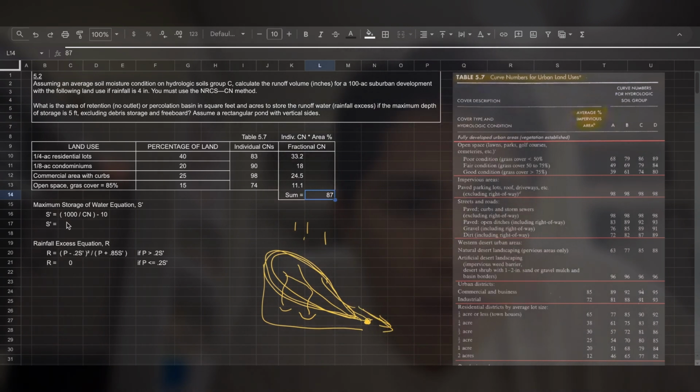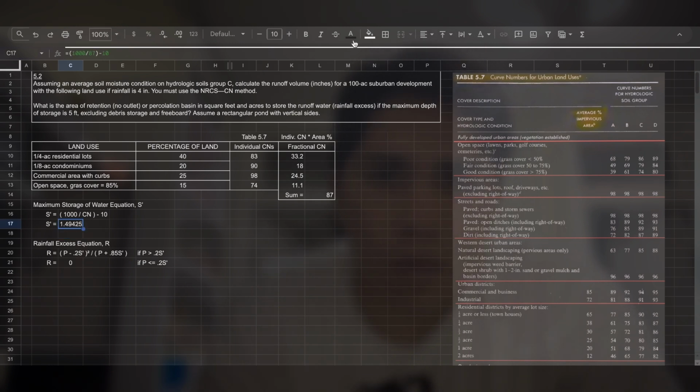So to find that, all we need to do is plug our curve number that we just found into that equation: 1000 over 87 minus 10. So we get about 1 point.